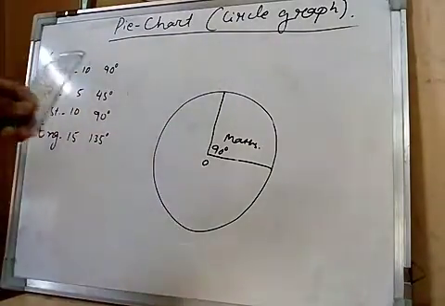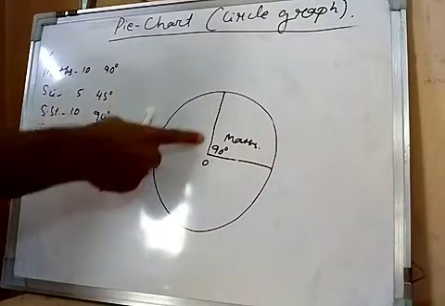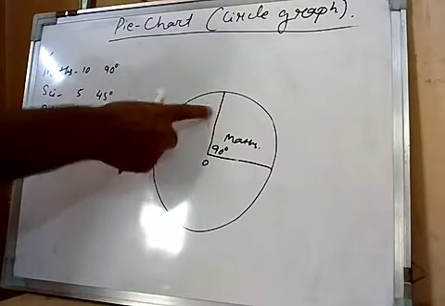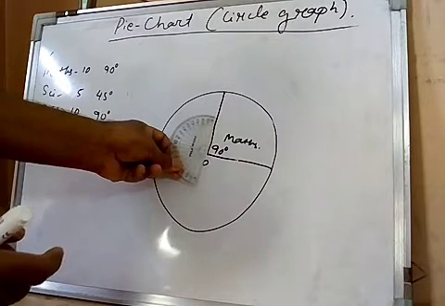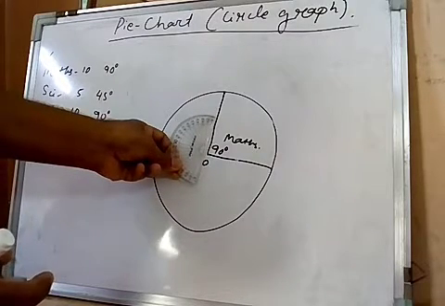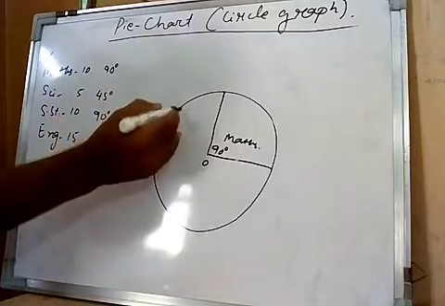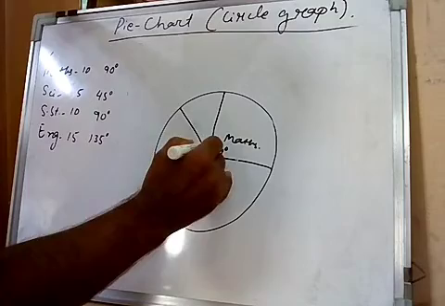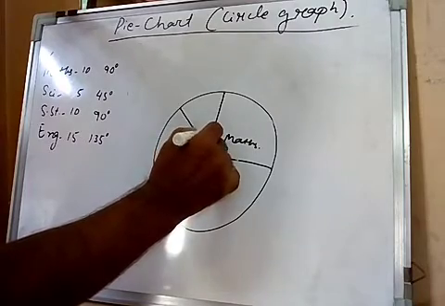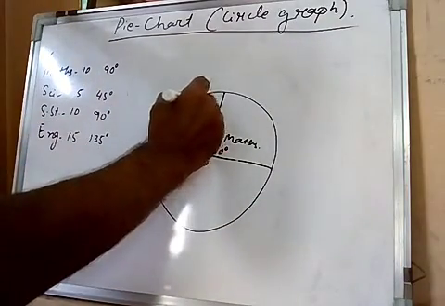Now for science it is 45 degrees. So we will put the compass like this, because the 45 degree angle can be drawn here. So this one will be the base ray. Putting the compass here, 45 degrees will be here. So this one is 45 degrees for science.